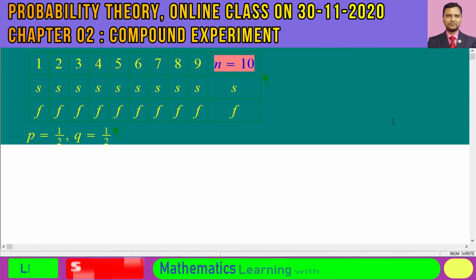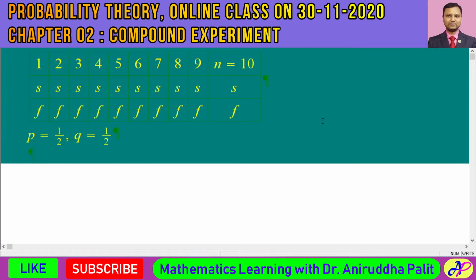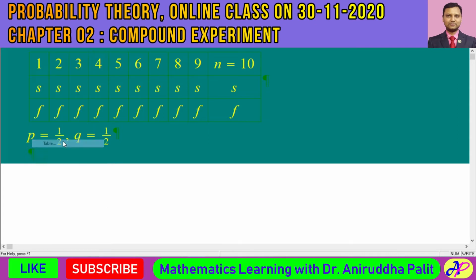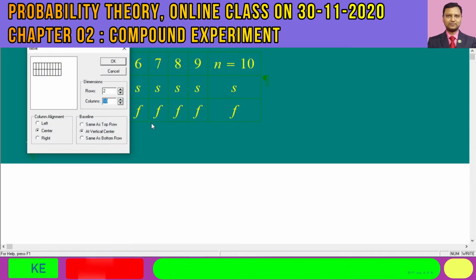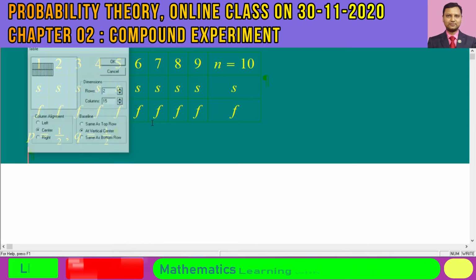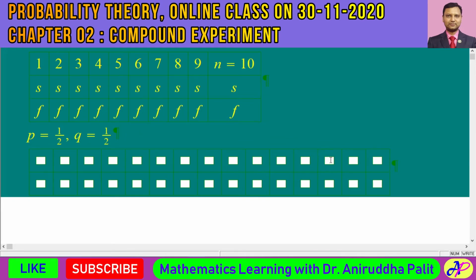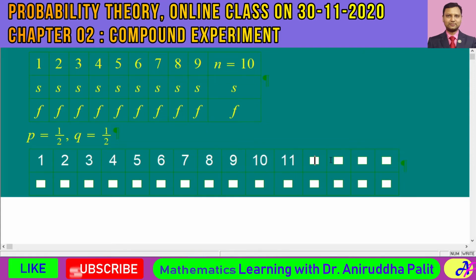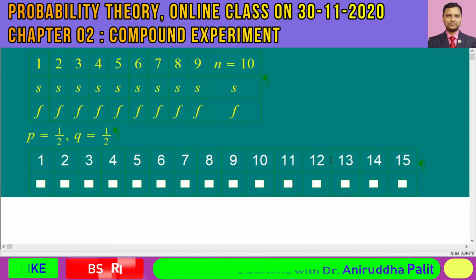Okay, fine. Now let us try to draw some matches or match sticks. Suppose I am inserting one more table over here, and suppose the table contains, not 20, I maximum need about 15 or 16. So, fine. Now suppose these are the number of trials. I am considering 15 trials over here.